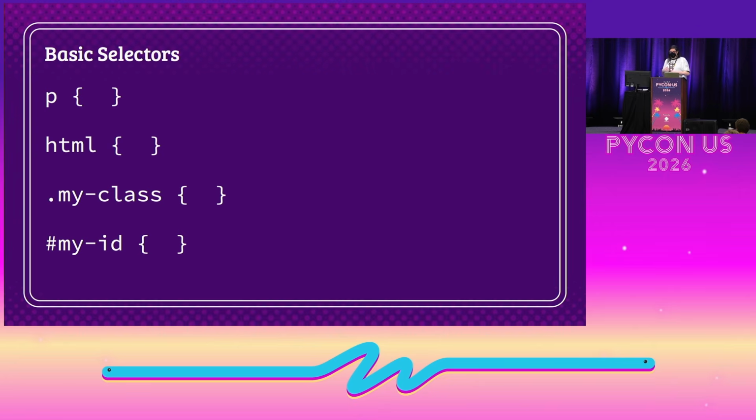Classes reference the class attribute in HTML. We denote these in CSS by prepending the period here. The final example here is an ID reference. That is a direct reference to an ID attribute in your HTML. They are always prepended with an octothorpe like this.